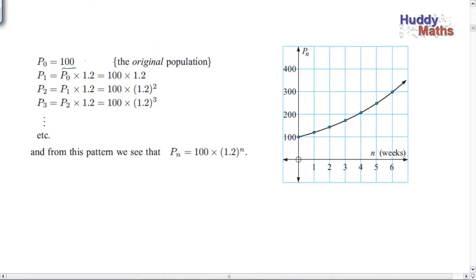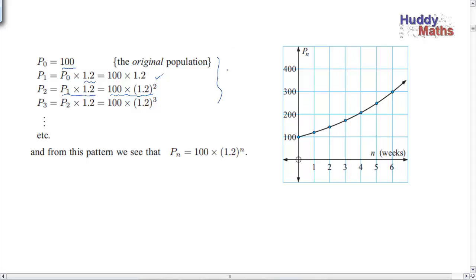Let's say it's 100 mice, and it's growing at the rate of, what do we got here? 20% per week. So we multiply it by 1.2, going up by 20%. And then that next value is again multiplied by 1.2. There it is there. Hey, this looks like what?